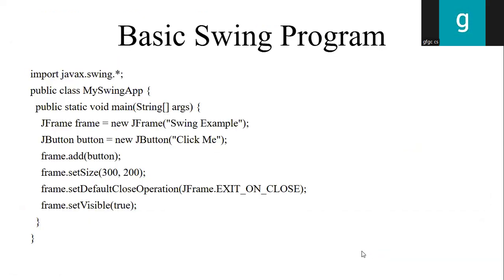I have explained the basic Swing program over here. In previous sessions we have seen many examples, but I am still going to show you one example in this session because we are learning Swing. Here a JFrame is there, and for that frame the Swing example name is given. I have created a button, and the common methods are there: add to add the button to the frame, setSize for the size of the frame, setDefaultCloseOperation for closing the window, and setVisible(true) to make the frame visible.